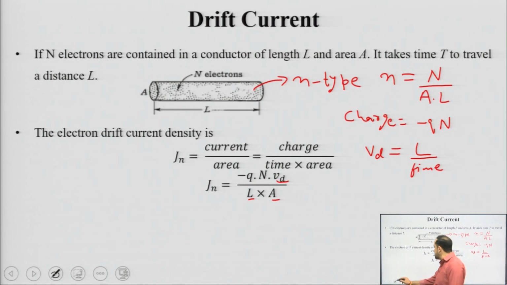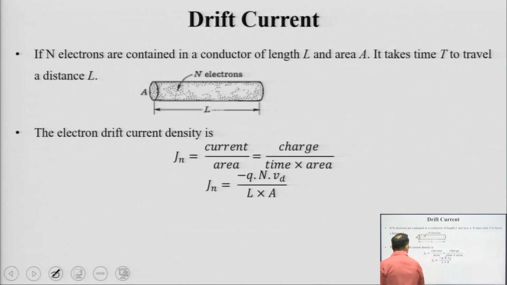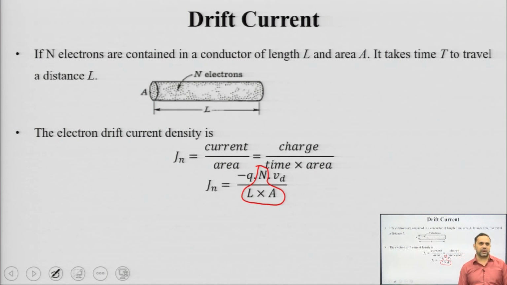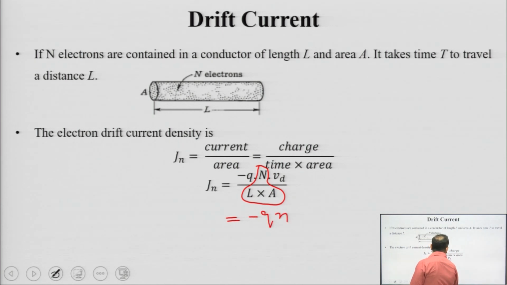If you see this term here, this is nothing but the number of charge carriers, the number of electrons per unit volume. By definition, this is the electron concentration, represented by lowercase n. So, this is my electron drift current density.